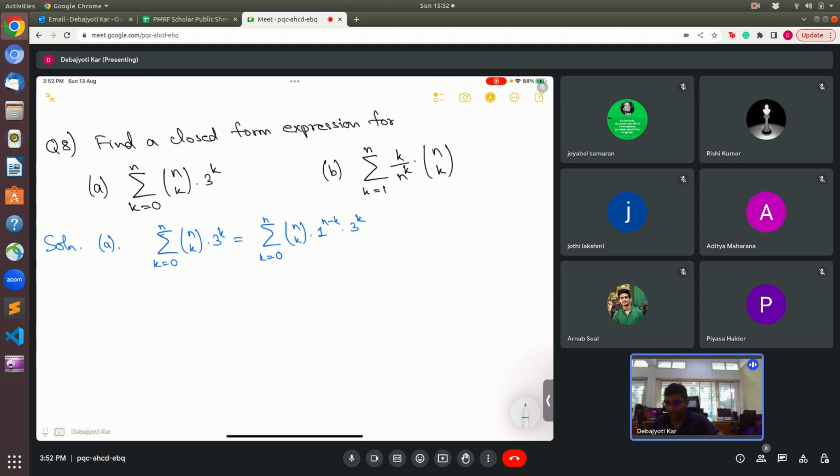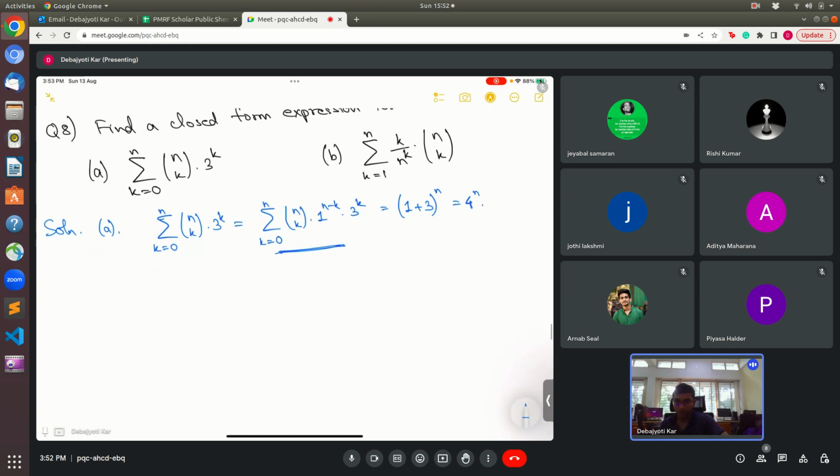Okay, so we can write it in the form, we can just introduce 1 to the power n minus k. This causes no harm. But now this summation is exactly the binomial expansion of (1 plus 3) whole to the power n. If you look carefully, if we expand (1 plus 3) to the power n using the binomial expansion formula, this is going to be exactly this thing. And so therefore this is equal to 4 to the power n. Okay, so the first one is 4 to the power n.